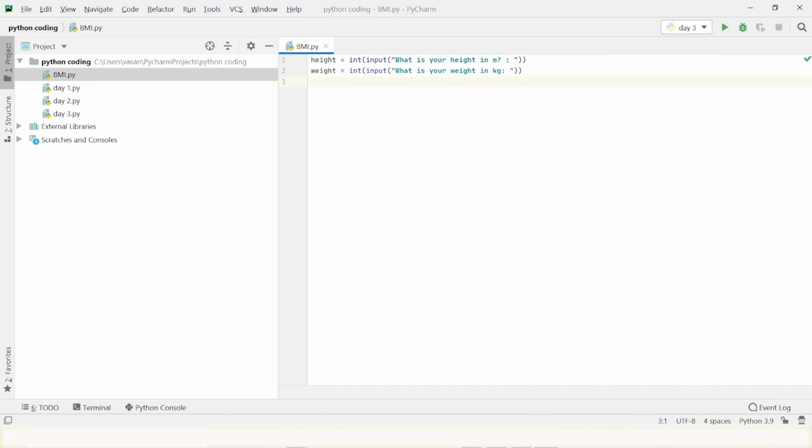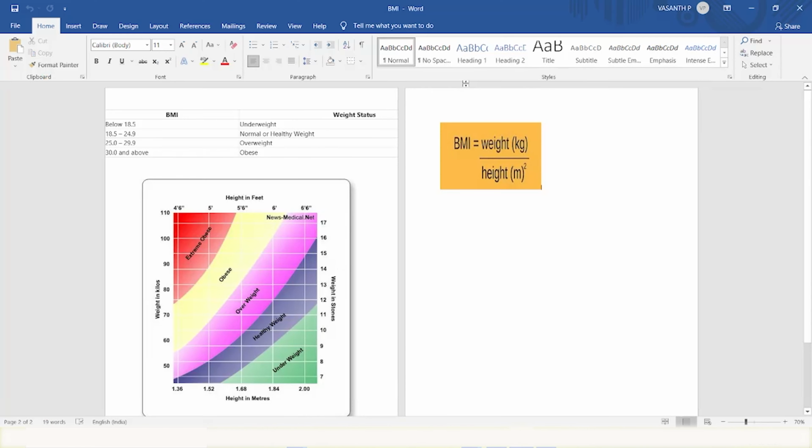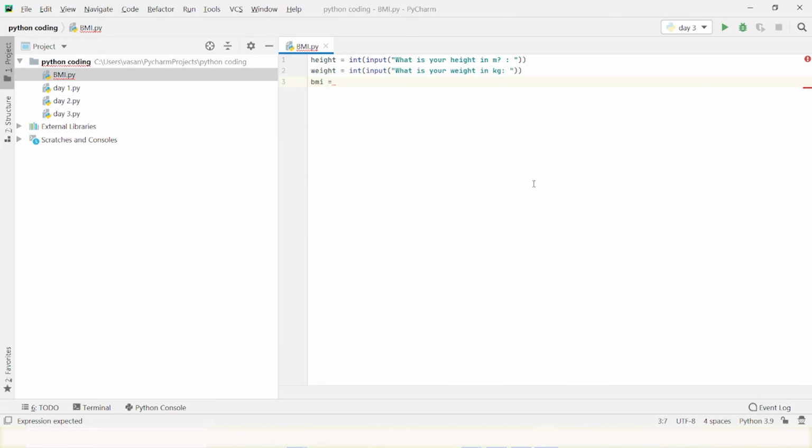After getting the inputs of height and weight from the user, we should implement this formula. BMI equal to weight divided by height squared. Okay, this is the BMI.